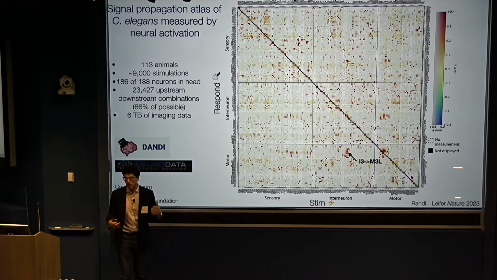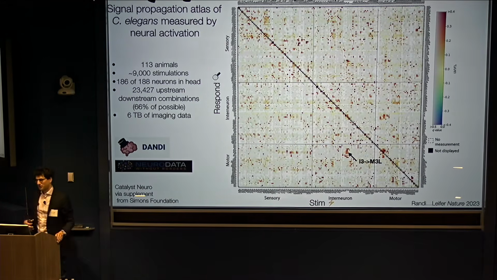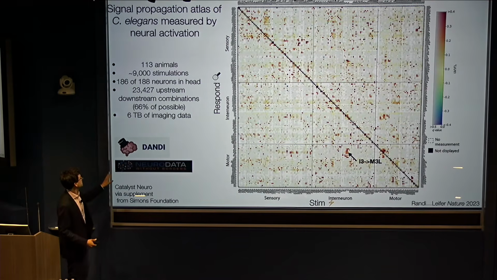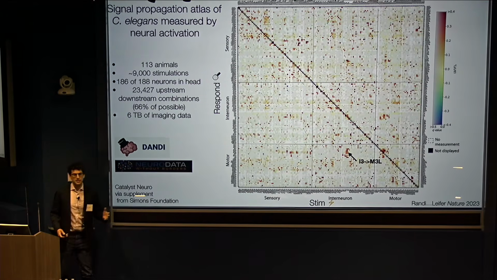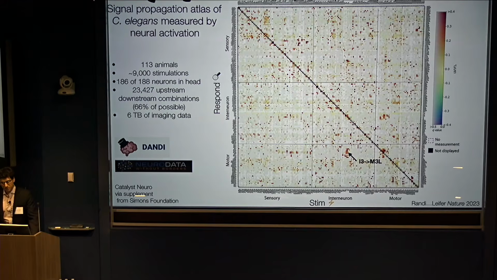We're really proud to have done this for a very large number of animals to try to get a lot of coverage. So we've done 113 animals, 9,000 stimulations covering 2/3 of all possible neuron pairs. It's over 6 terabytes of imaging data, and thanks to the Simons Foundation, we got it all in NWB and up on DANDI, and we're trying to make these resources really broadly available.